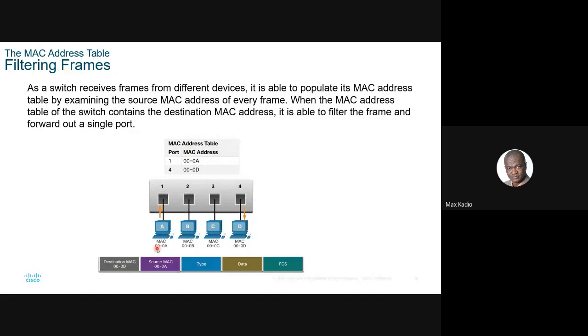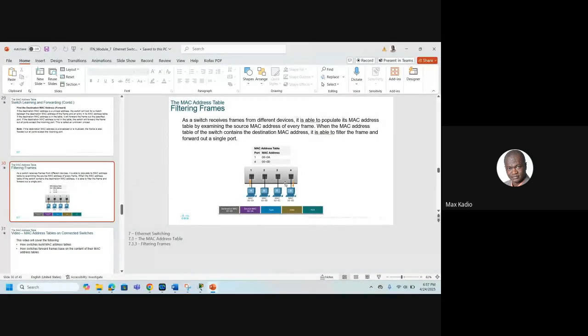Sorry, can you please repeat your question? I said that the work the MAC address is doing is the same work the router is doing also. Exactly. Very good question. Here the switch will deal with MAC addresses, but the router will deal with a routing table, networks, a network table.